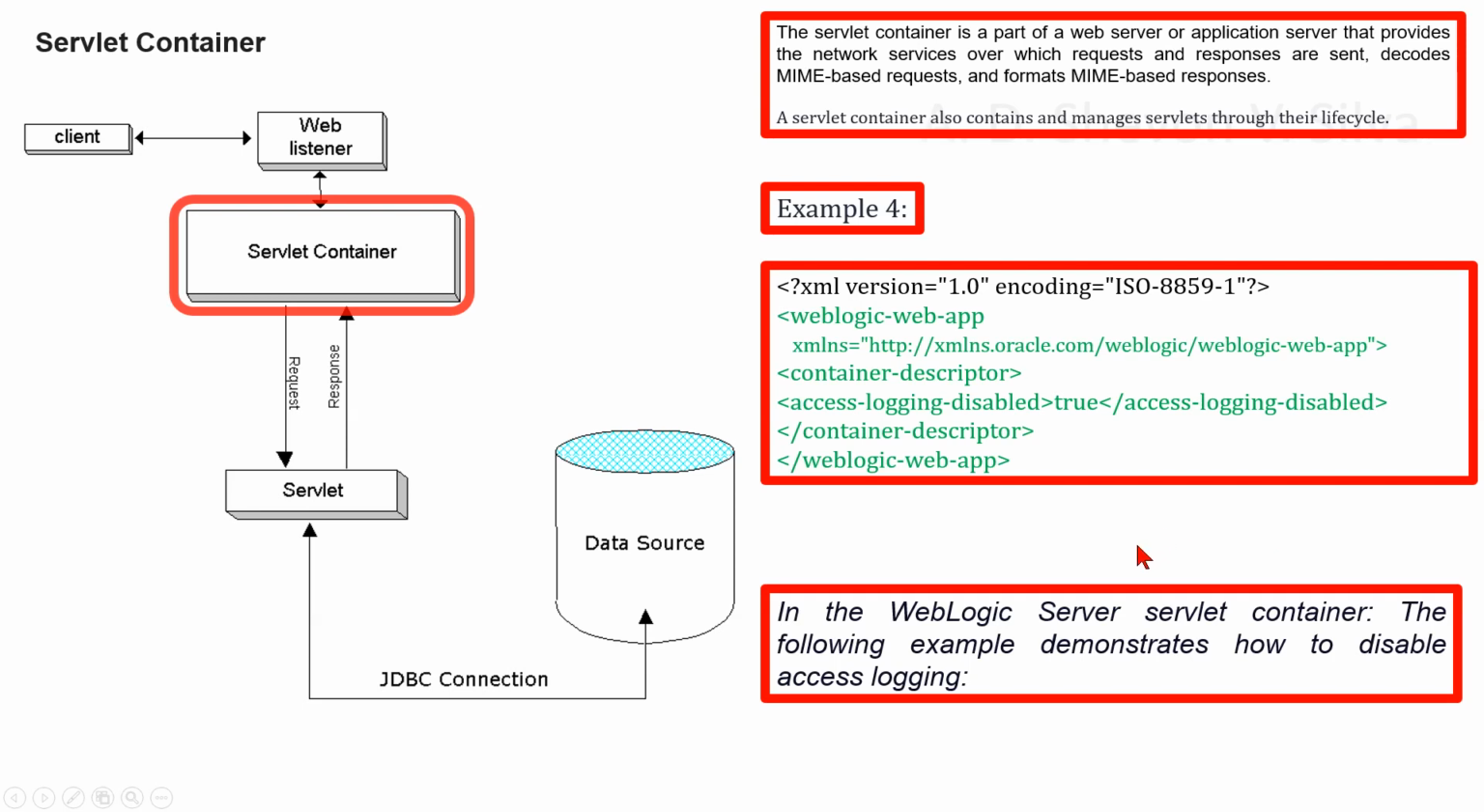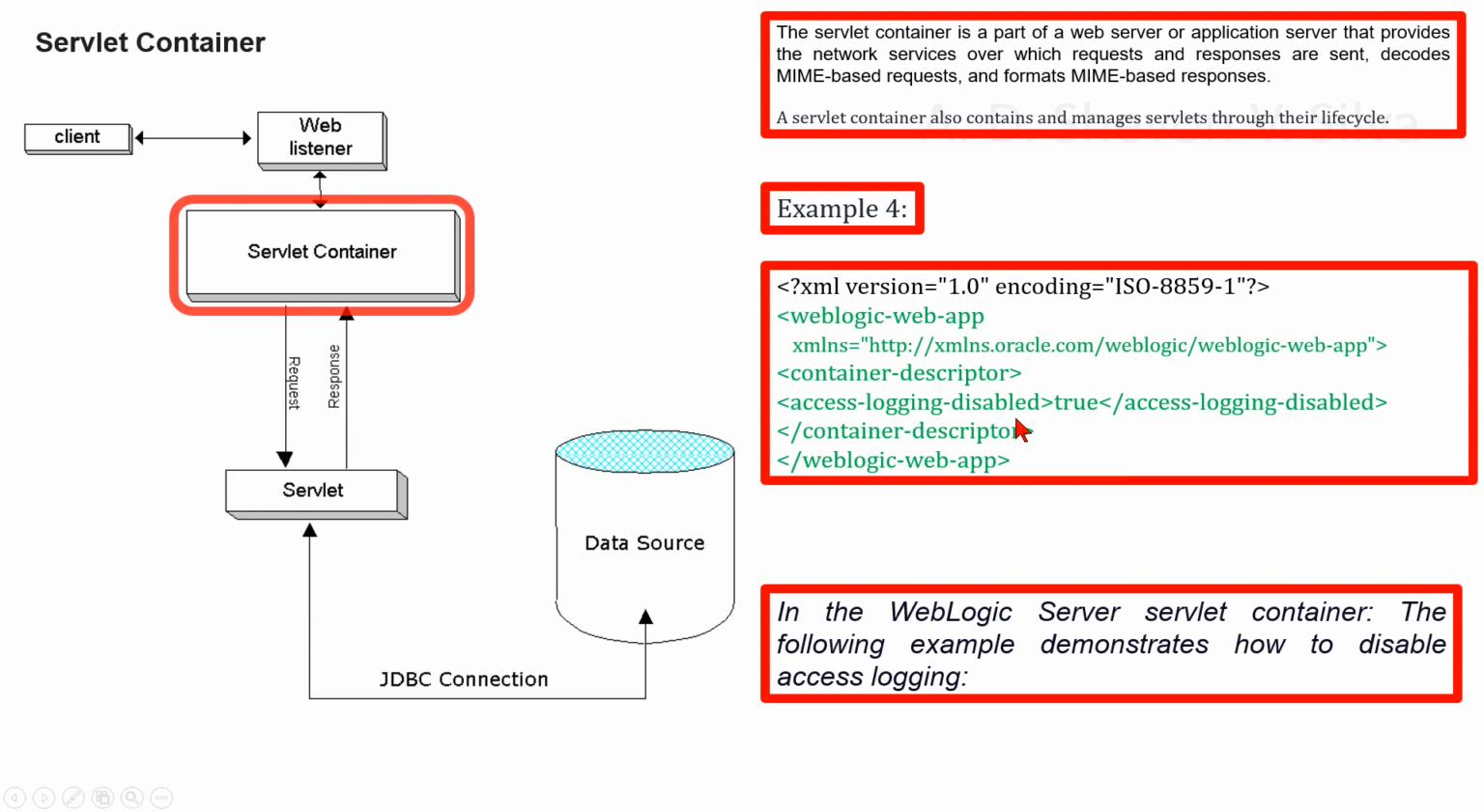The optional access-logging-disabled property in the container descriptor in WebLogic can be used to specify whether access logging for an underlying web application is disabled. If the property is set to true, then the application accesses are not logged. If the property is not defined or is set to false, the application access is logged.